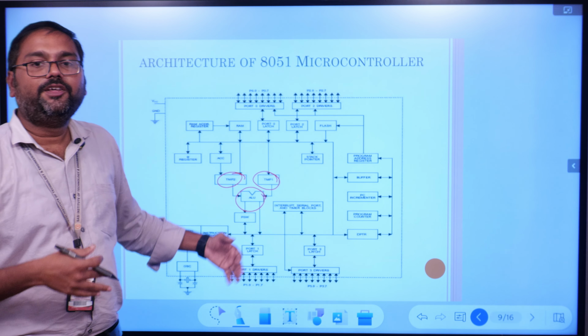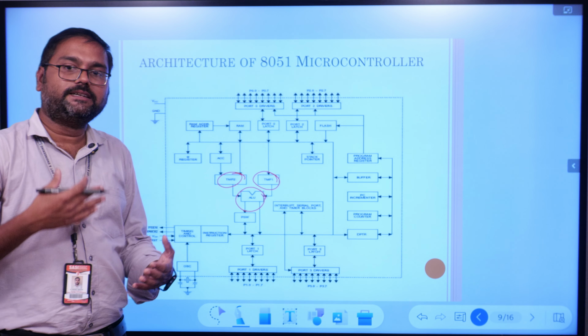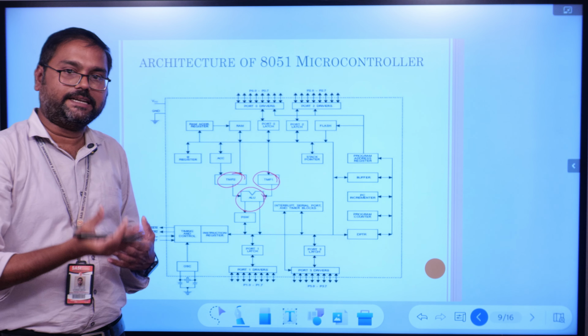While performing any operation, if any intermediate or auxiliary result is generated, that result is stored in these temporary registers. And these two are the main registers: ACC and register B. ACC is the accumulator, the default register. If we perform any operation, the result is by default stored in the accumulator. Register B is also used for arithmetical operations, especially multiplication and division.